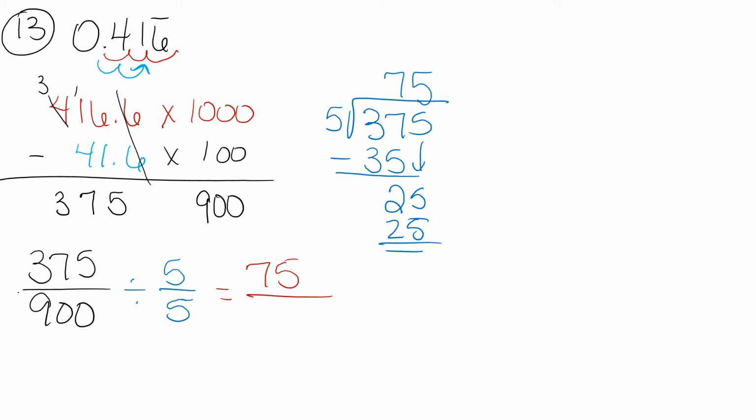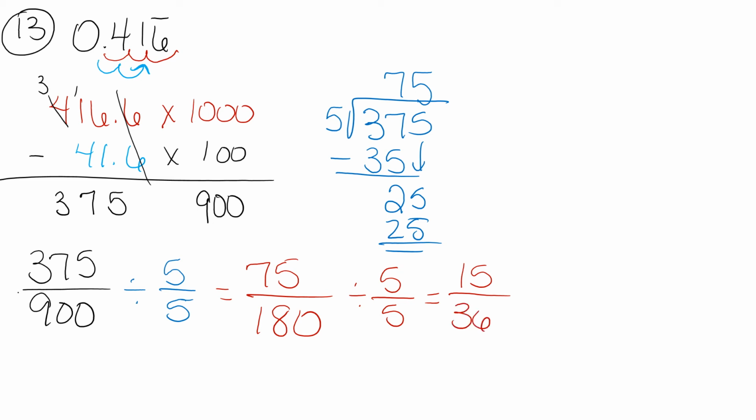Earlier, several times we have done 90 divided by 5, which was 18. Now we're doing 900 divided by 5, which is 180. We're just adding a 0. Divide this again by 5 because it ends in 5 and 0. 75 divided by 5 is 15. 180 divided by 5 is 36.